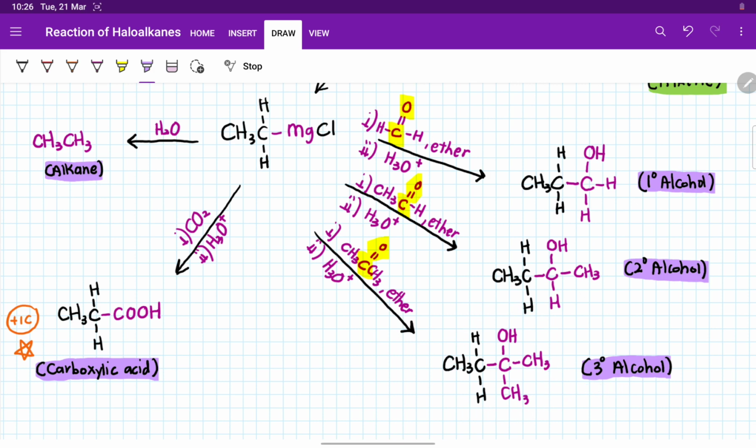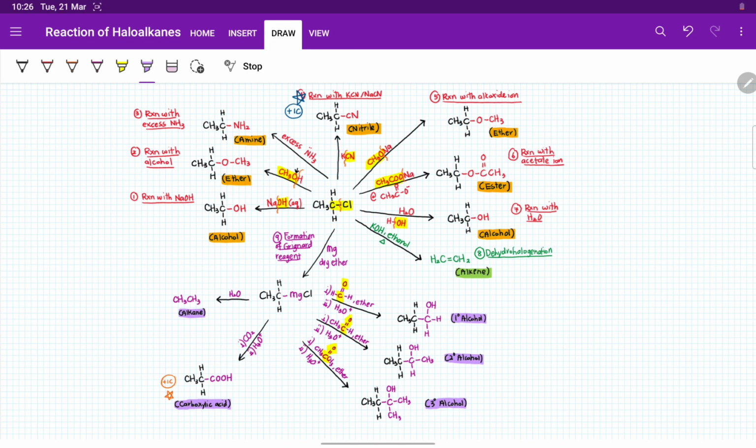Okay, so itu adalah reaction daripada kita punya Grignard reagent over here. So, kita ada preparation of alkane, preparation of carboxylic acid, and preparation of various alcohol over here. So, in total, that is your reaction of haloalkane. So, that's all. Thank you.